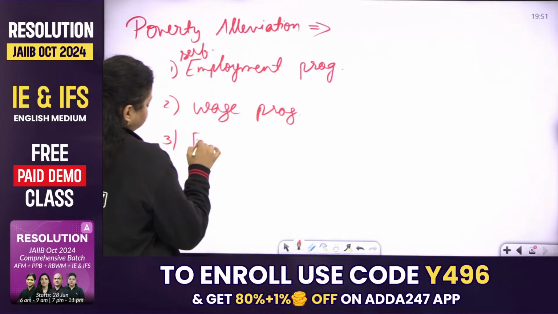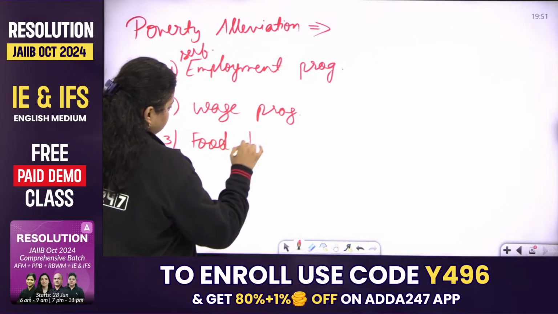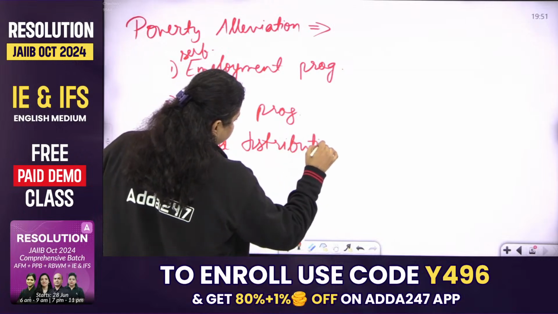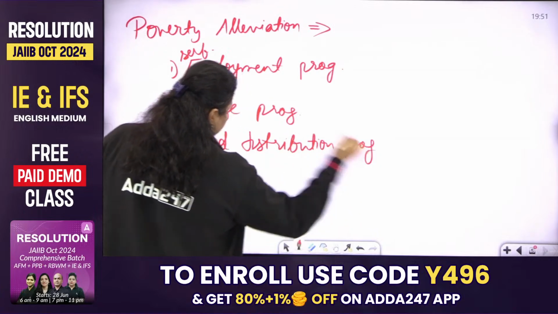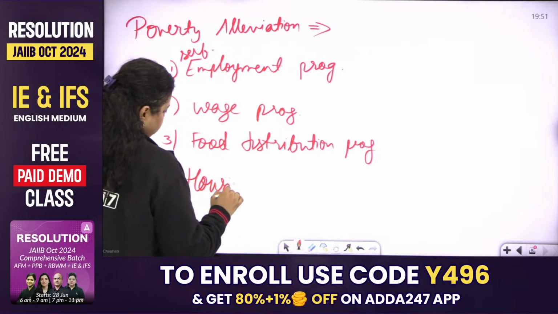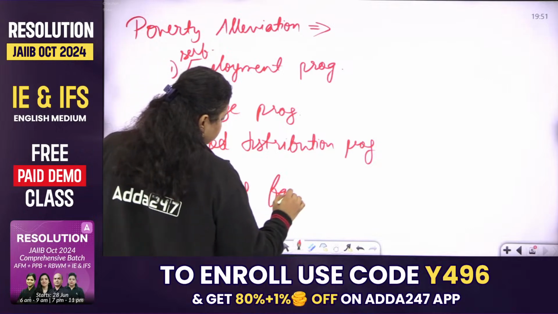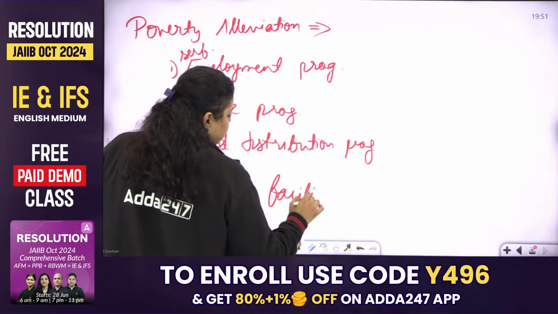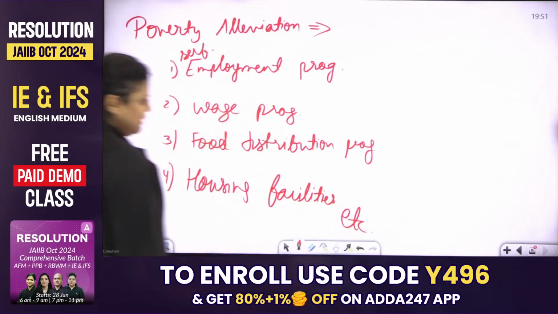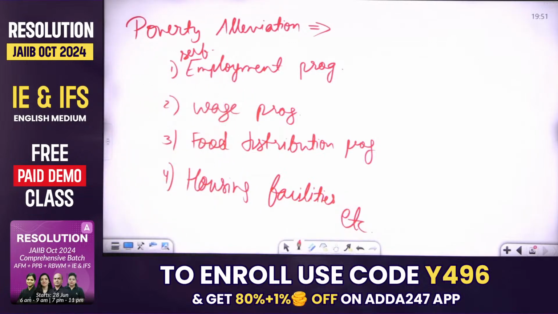You have food distribution programs. You are providing housing facilities to the people. So these are certain kinds of schemes or programs that help us make sure that poverty alleviation will be done. And how many housing facilities should be provided?